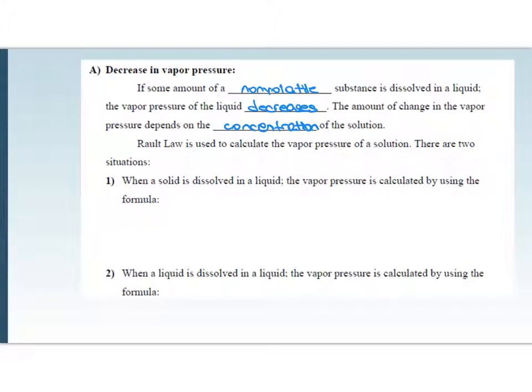So there are two situations. There can be a solid dissolving in a liquid, or there can be a liquid dissolved in another liquid. If there is a solid dissolved in one liquid, the vapor pressure of the solution is equal to the mole ratio of that liquid times the vapor pressure of that liquid at that temperature. You do not take the solid, because a solid has no vapor pressure, so you're only looking at the vapor pressure of that liquid.